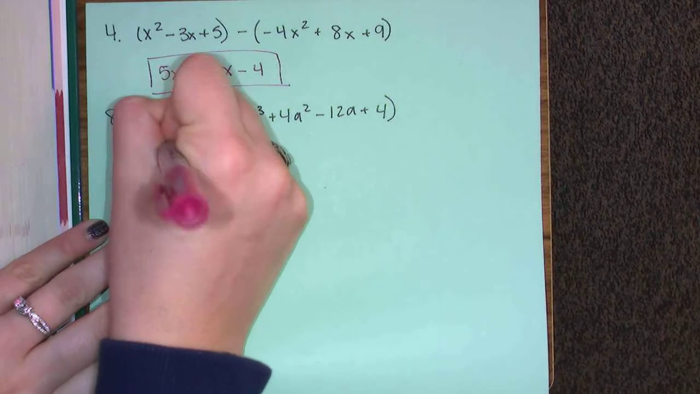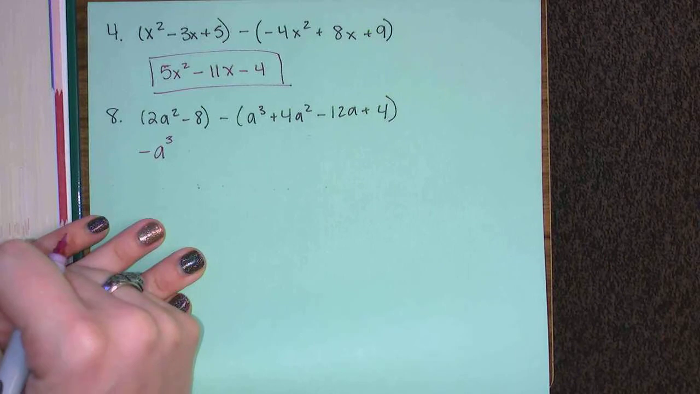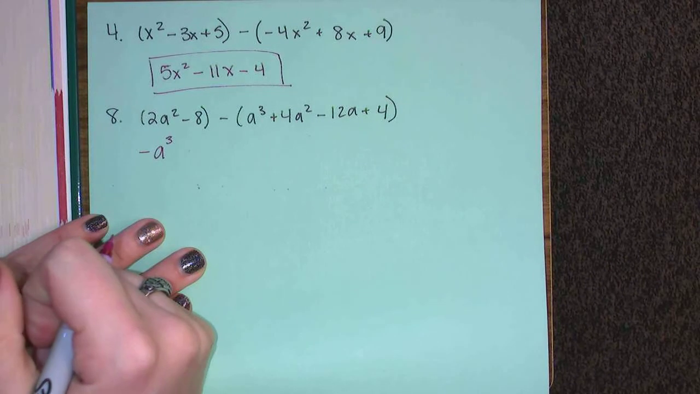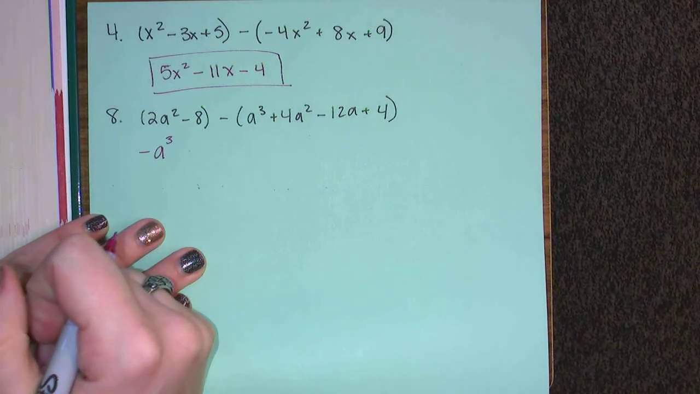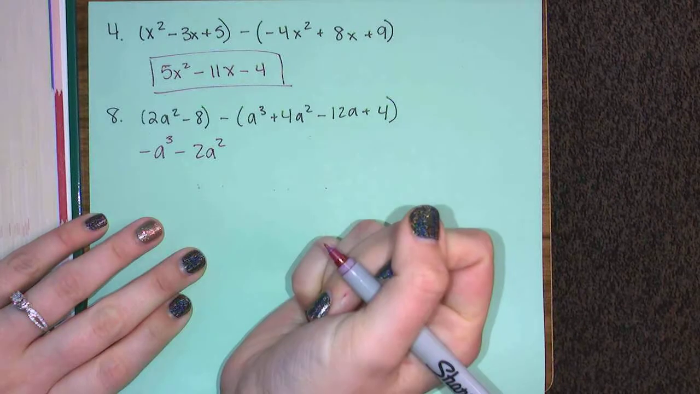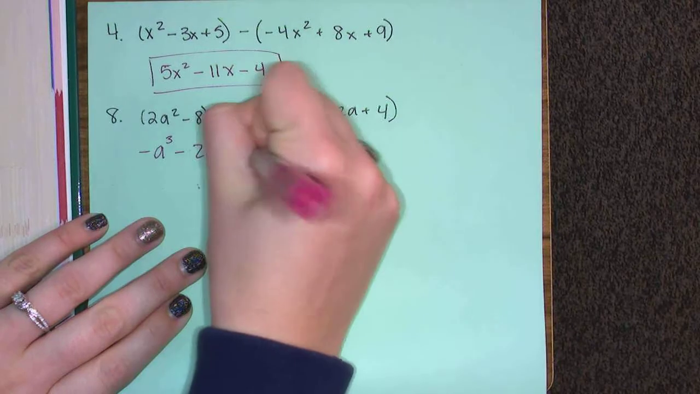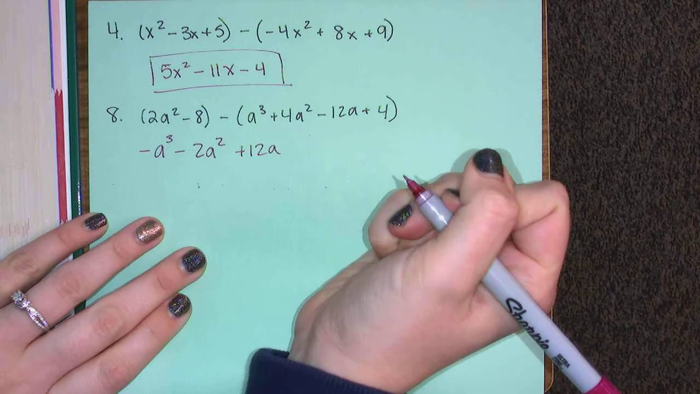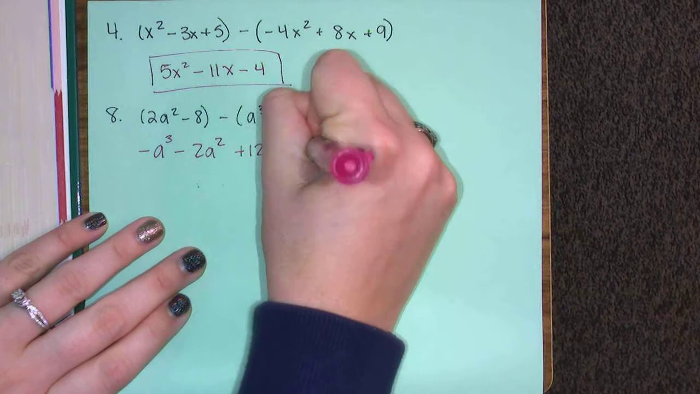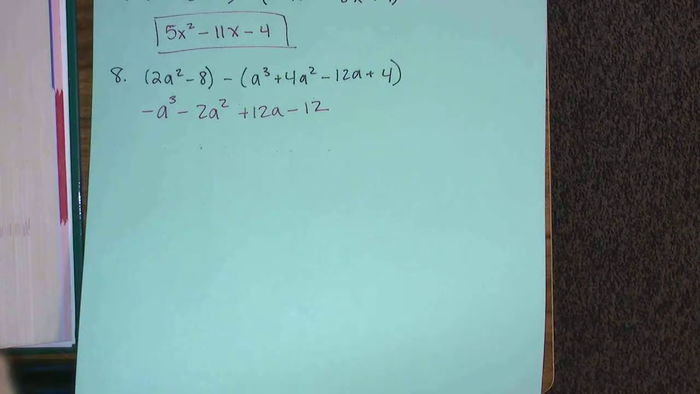Negative a cubed. There are no a cubed terms over here, but I still have to make sure that negative gets with that, so that was good. Minus 2a squared plus 12a minus 12. Everybody agree? Good. Okay.